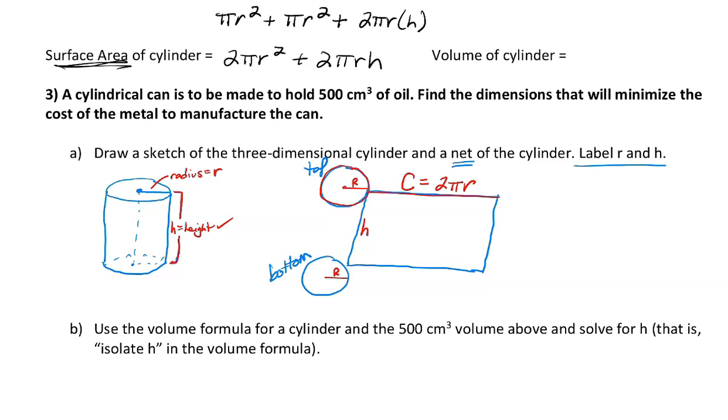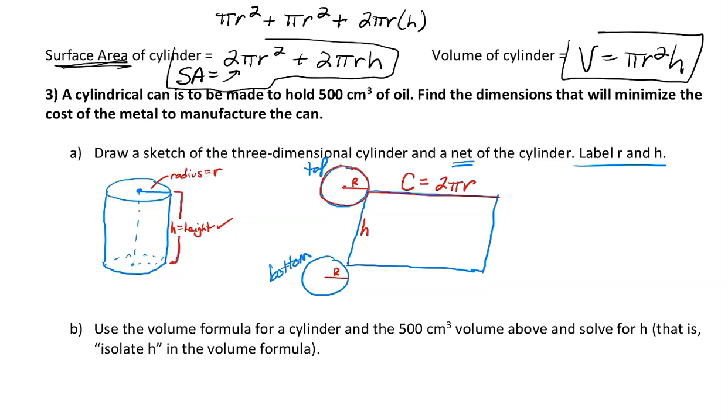I guess we'd say that's SA as surface area. The volume of a cylinder is pi r squared, that's the area of the base, times the height of the cylinder. So we're going to be using these formulas coming up momentarily.